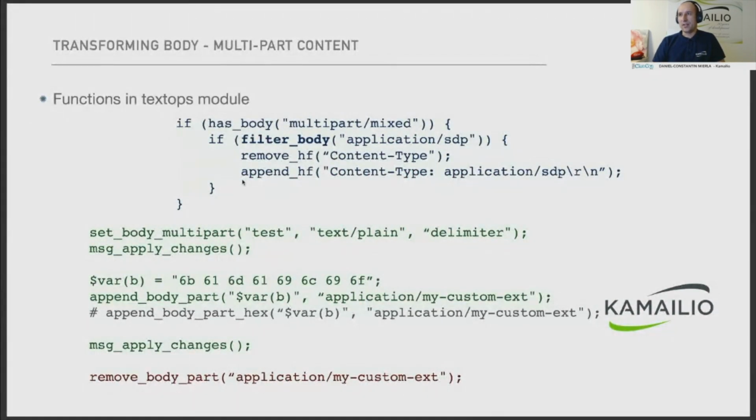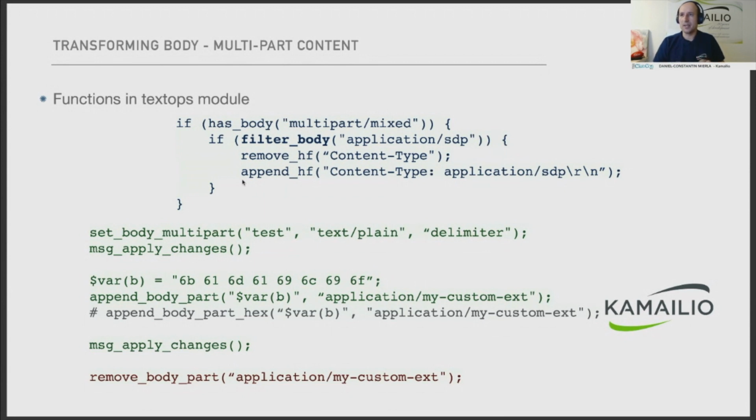We also have functions for working with multipart body. So you have a list of bodies. One of them is probably SDP, but there could be different types. You can filter, saying, okay, remove everything that is not application/sdp as part of this body. Or even if it's a single-body incoming request, you can make it multi-body and add your own body part with this function from the textops module.